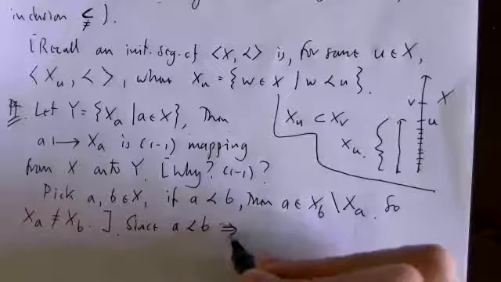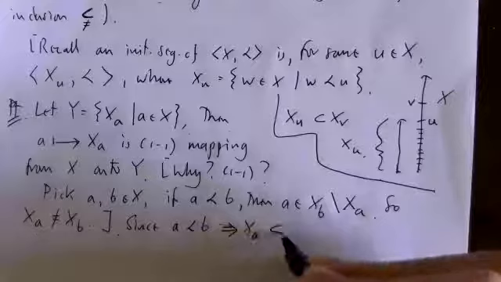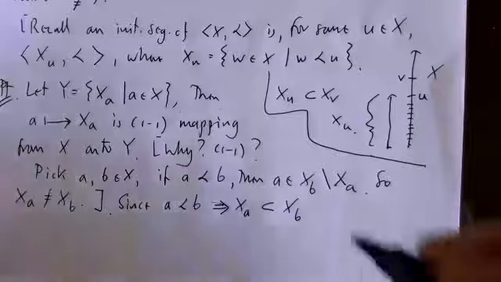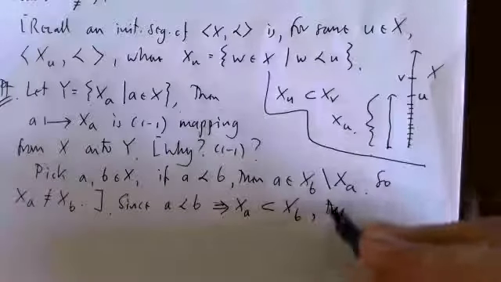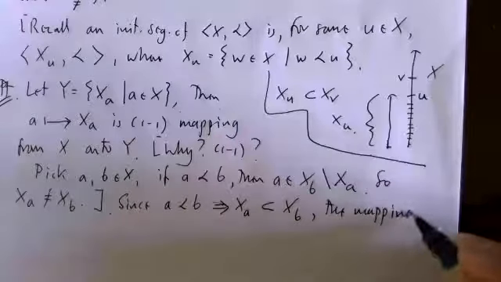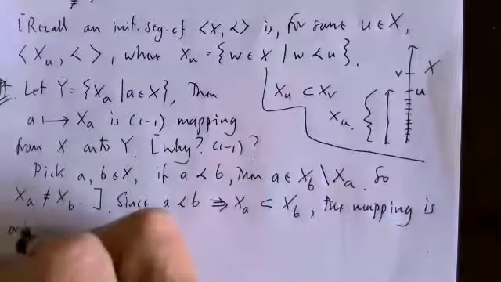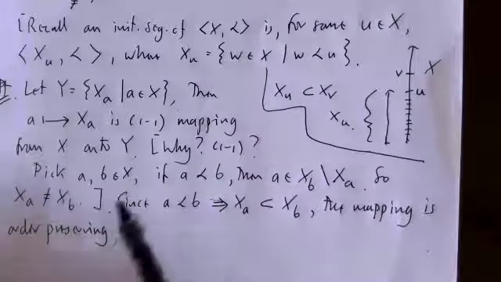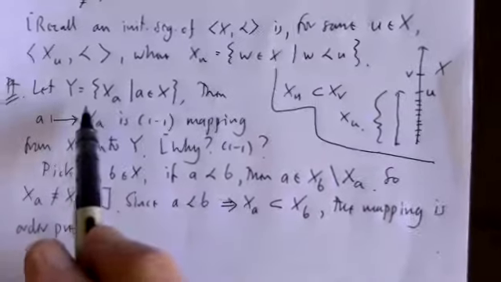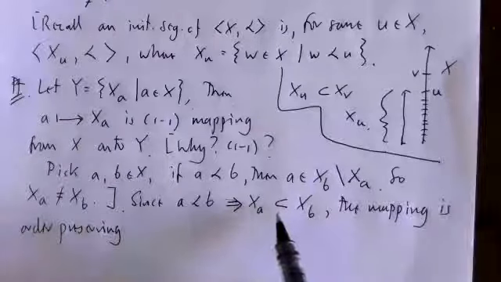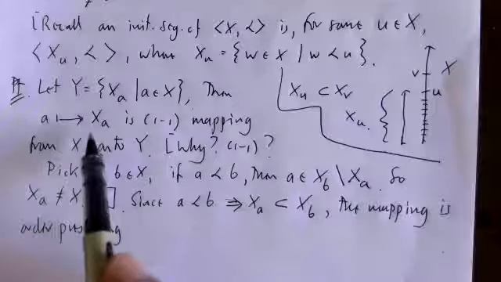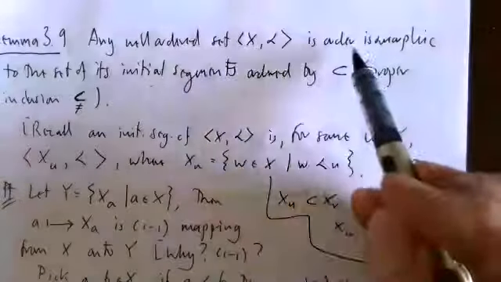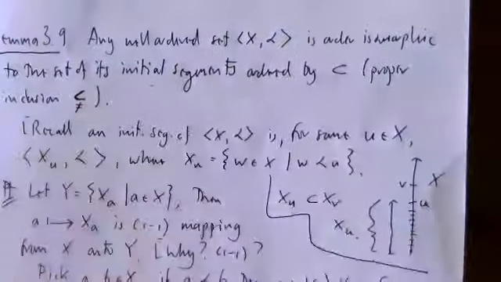Since a is less than b implies that X_a is a proper subset of X_b, it's order preserving. So I've got an order preserving bijection between X and the set of its initial segments, ordered by strict less than. So the mapping is an isomorphism. So X with less than, it is indeed order isomorphic to Y with proper subset.